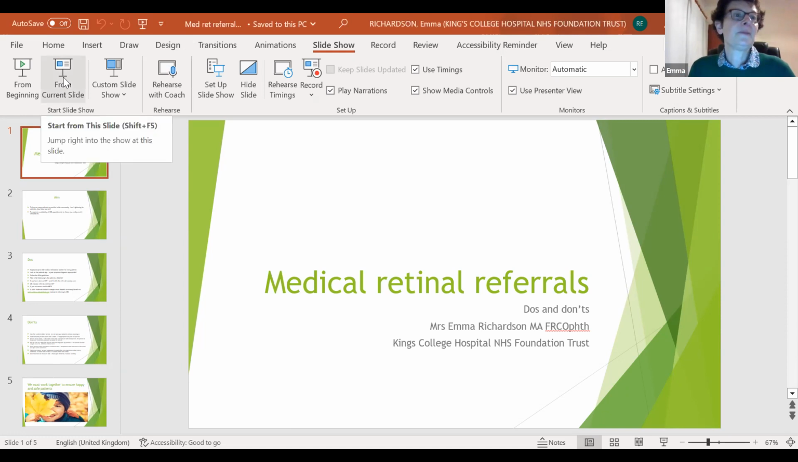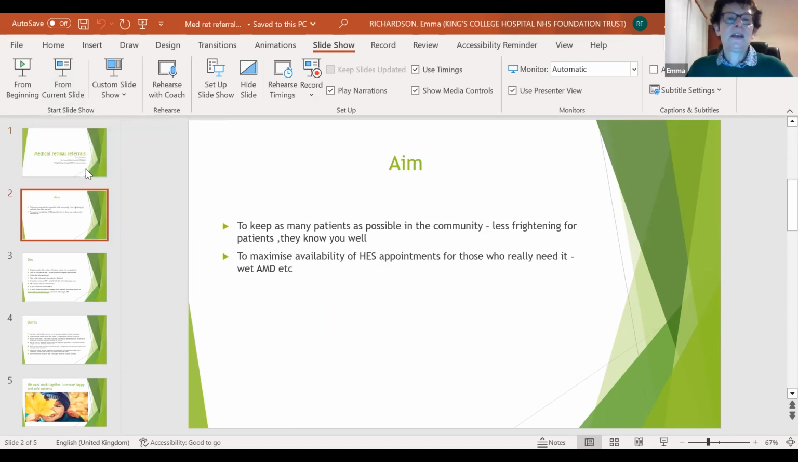So the aim is to keep as many patients as possible in the community. It's frightening to come to hospital. They get very scared about what's going to happen at the hospital. They've got all those horrible needles and shooting lasers and all this malarkey, and they know you're their comfort zone. So the aim is to keep as many patients who don't need treatment with you in the community, to maximize the availability of hospital eye service appointments for those who really need it. And we all know who they are.